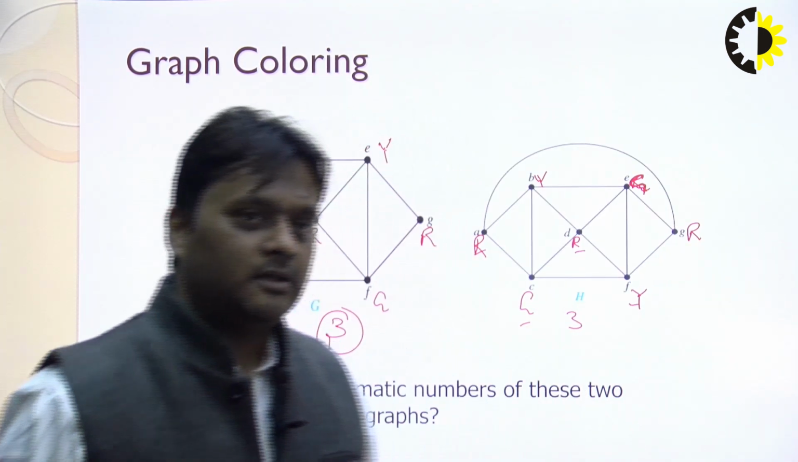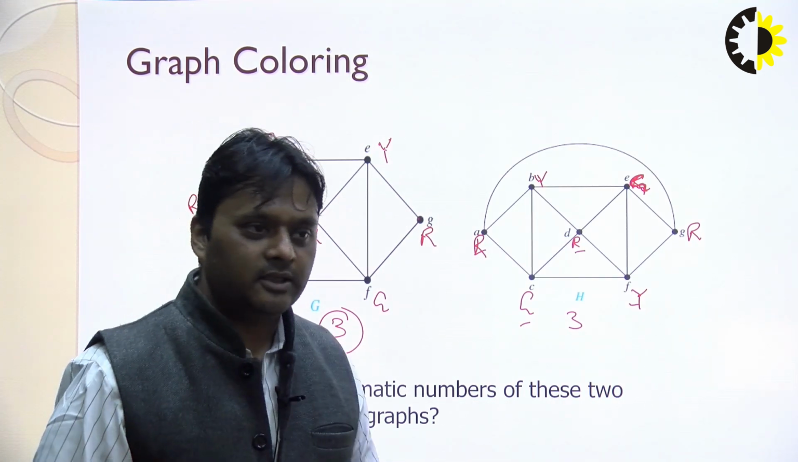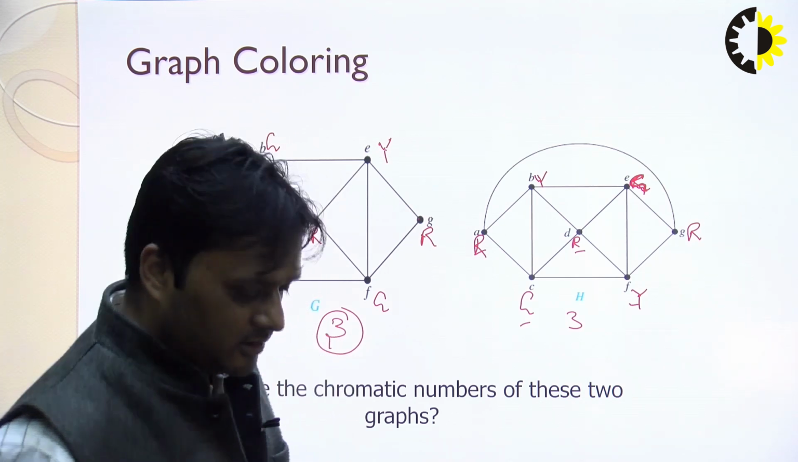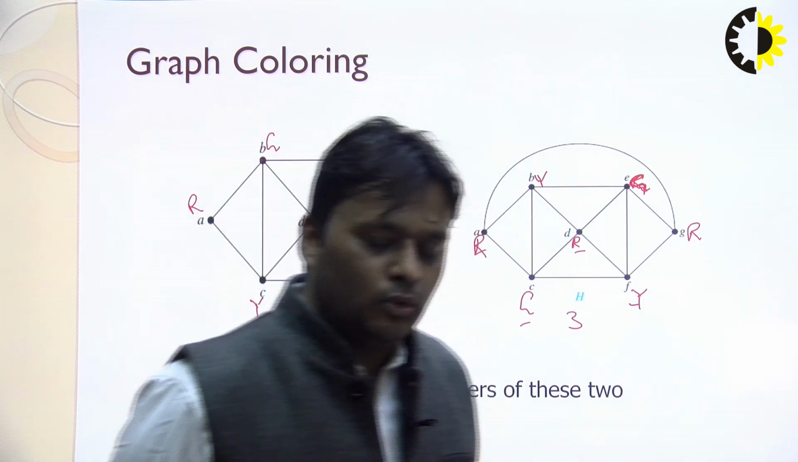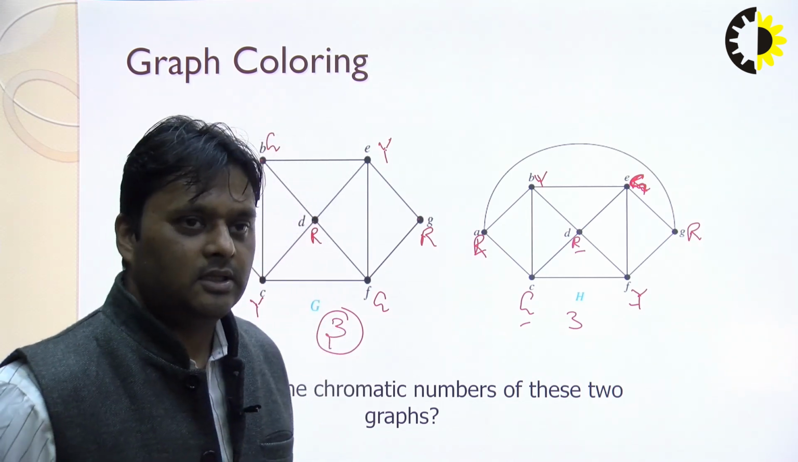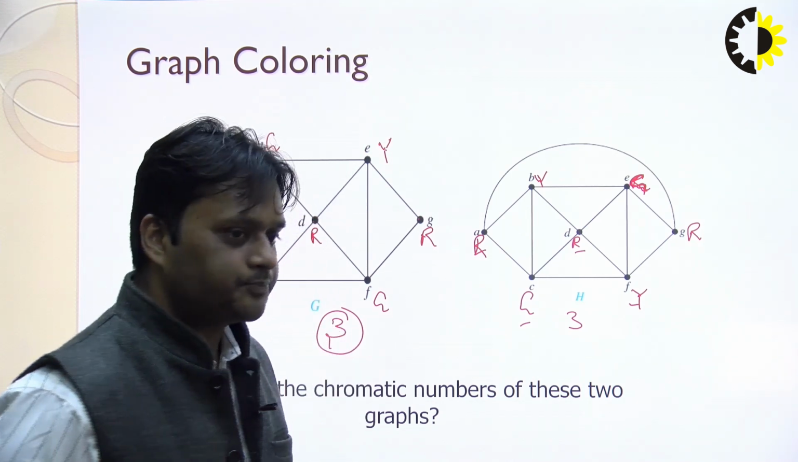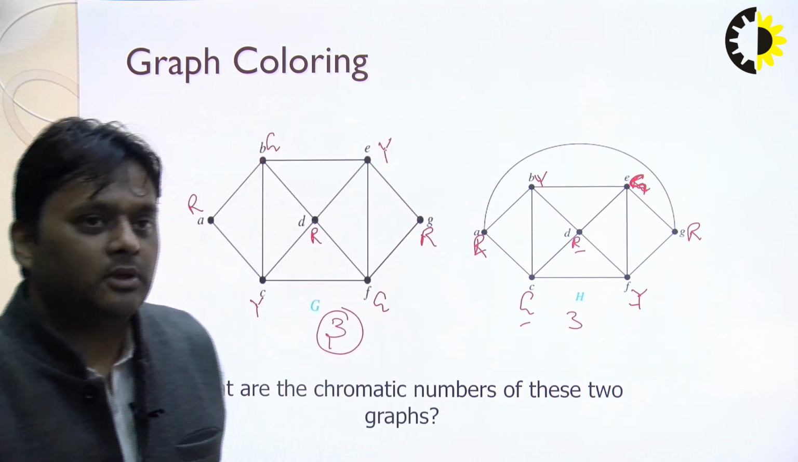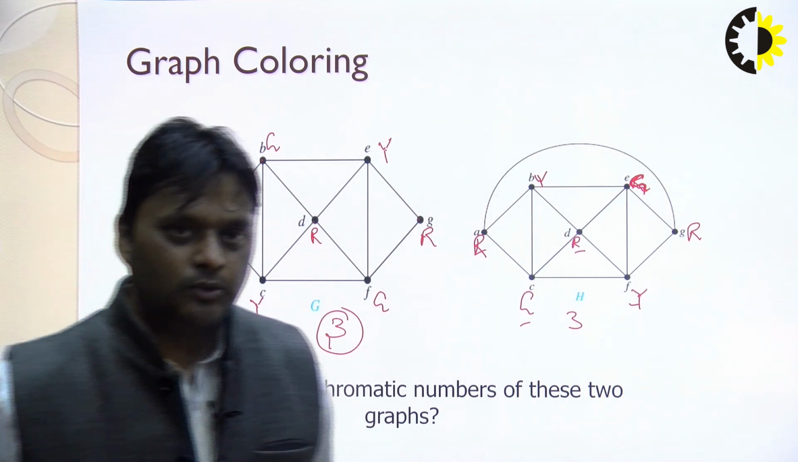Okay, this is graph coloring, in which all the vertices are colored with different colors, in which no 2 adjacent vertices have the same color. This is the topic of DSTL. Okay, thank you.